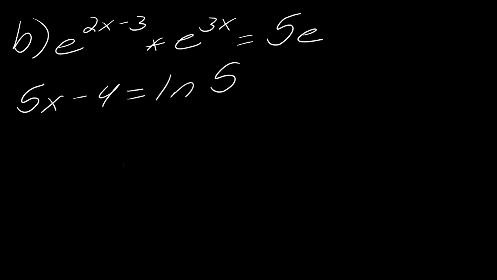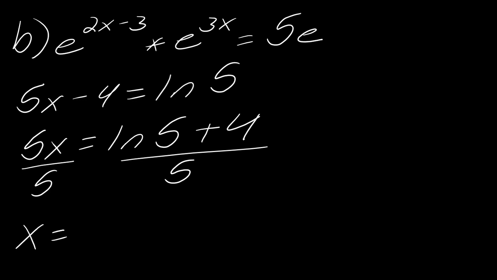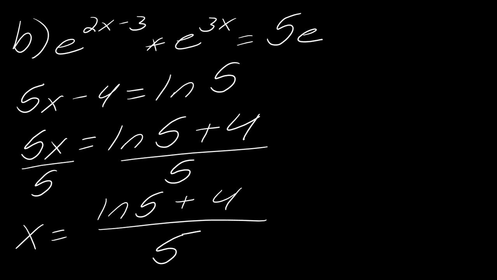So let me clear some space. All right, so first I can add 4 to each side, and then I can divide everything by 5. So I have x is going to be equal to the natural log of 5 plus 4 over 5. And maybe I want to just put that 5 in parentheses so that it's clear that the 4 does not belong with the natural log.